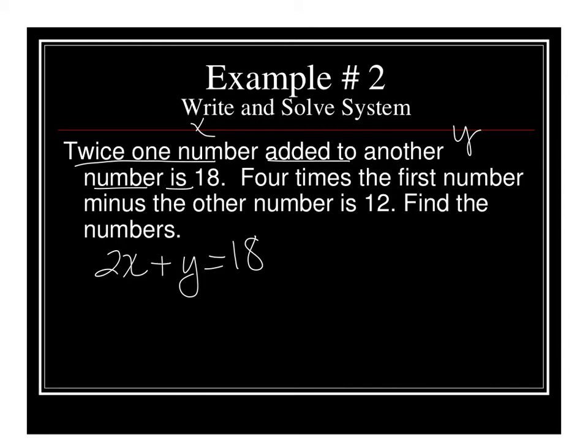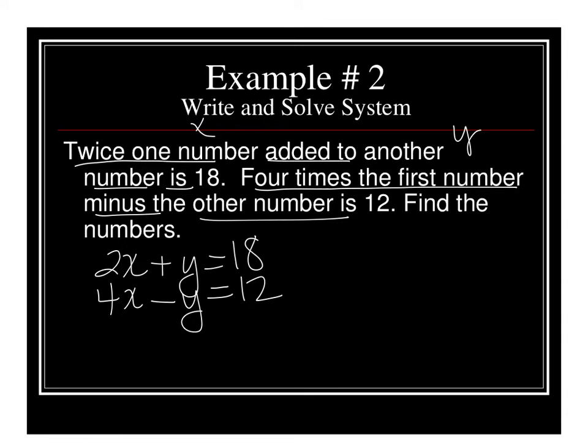And then I'm going to go on to my next sentence. Four times the first number. My first number was x, and I'm going to multiply it by 4. Minus, so I'm going to subtract the other number, which I called y, equals 12. Now I had to find the two numbers.